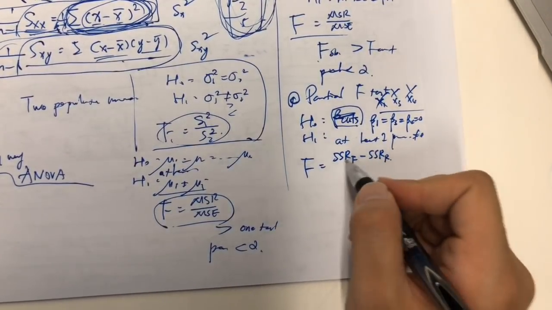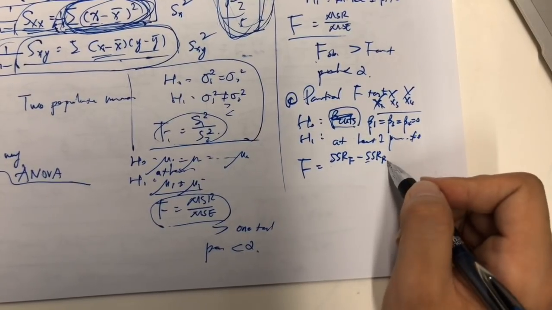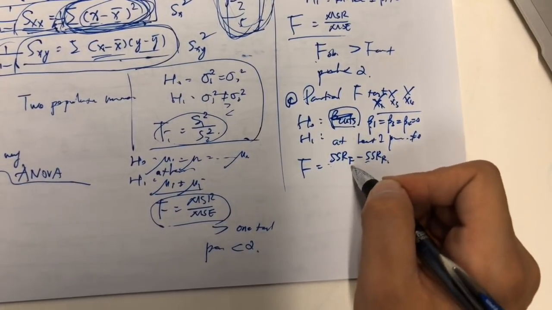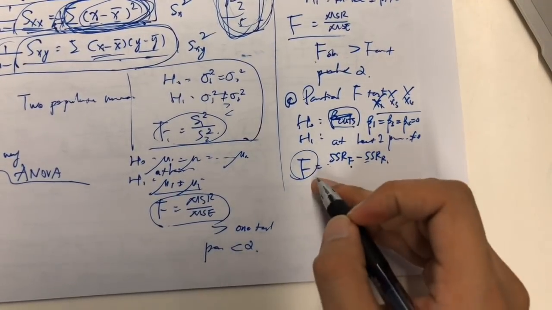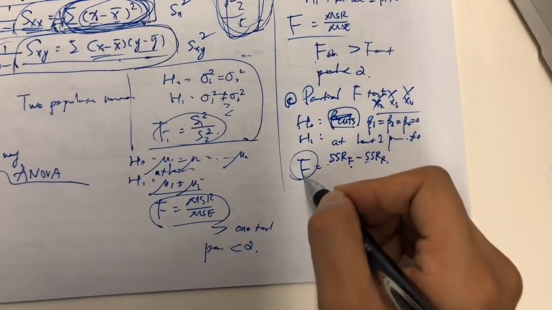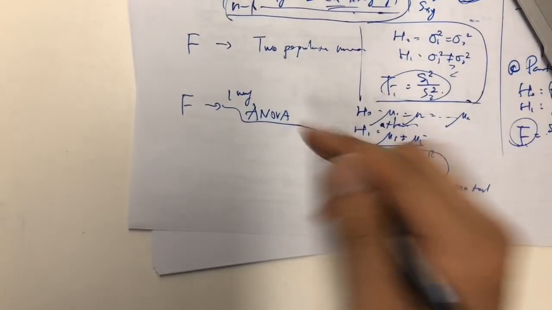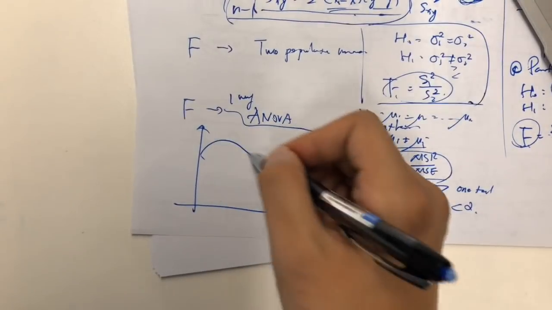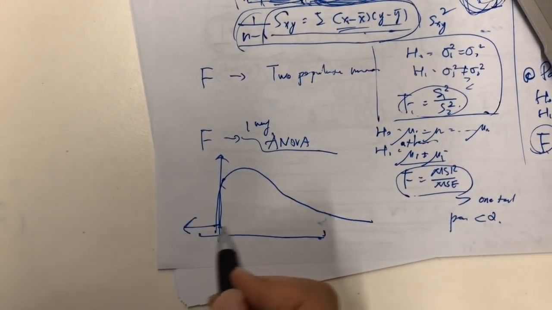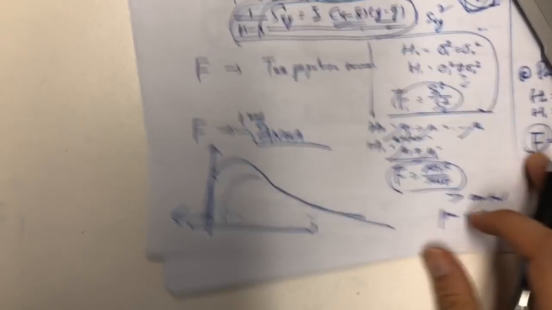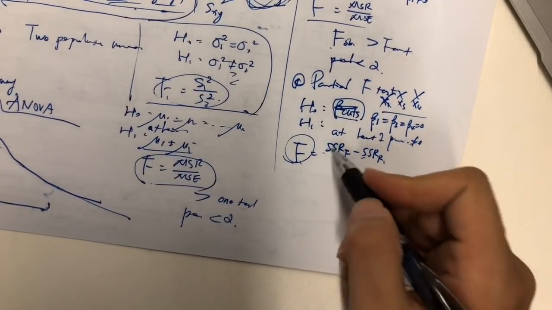And the problem is, in your assignments, I saw a lot of students using SSR_R minus SSR_F and getting a negative F value, and they still put it there. Have you seen any F value to be less than 0? If you really understand the F distribution, it must be something like this. It will never get a negative value. It's always positive.